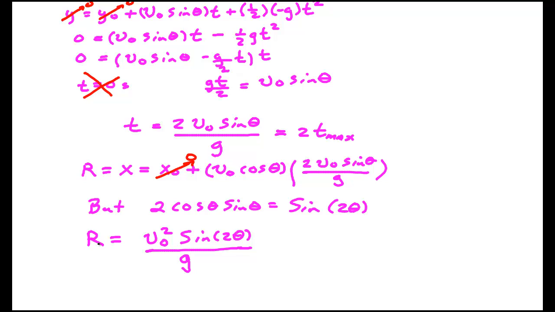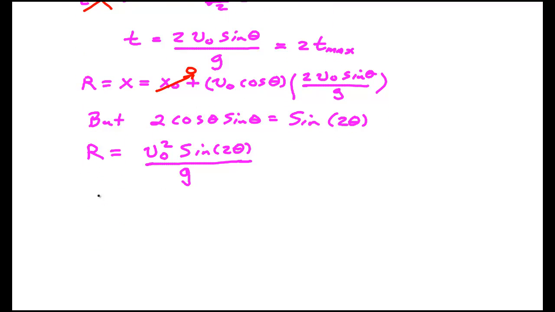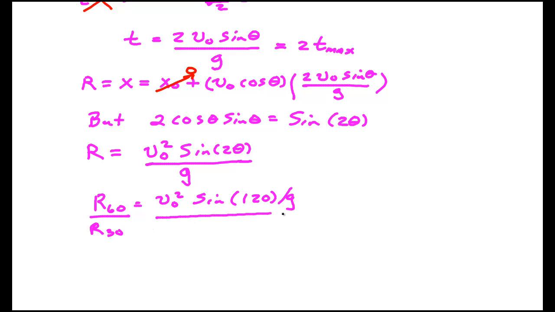an angle of firing and 30 degrees of firing. So I'm going to take a ratio just like I did in part A in that video. So R of 60 is V naught squared sine 2 times 60, which is 120, over G. I'm going to divide that by the range for 30, which can be found as V naught squared sine 2 times 30, which is 60, over G.